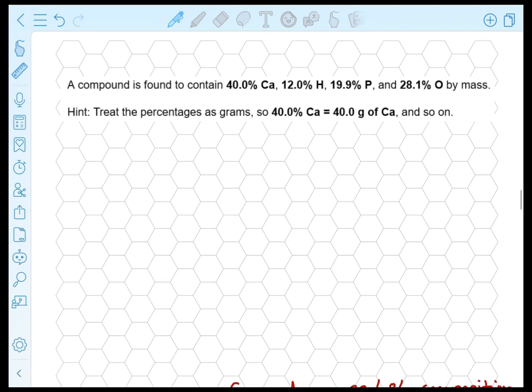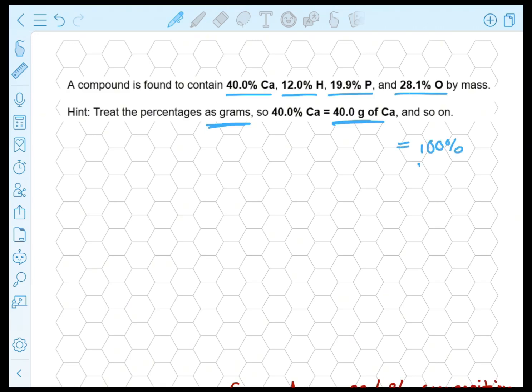Alright, so now I'm going to give you a percent composition question, and I want you to solve it on your own. But this time I want you to convert into mass from percents. Here we have a compound is found to contain 40% calcium, 12% hydrogen, 19.9% phosphorus, and 28.1% oxygen by mass. Now here's a little hint. Treat the percentages as grams. So if you have 40% of calcium, just treat it as 40 grams of calcium, and so on.